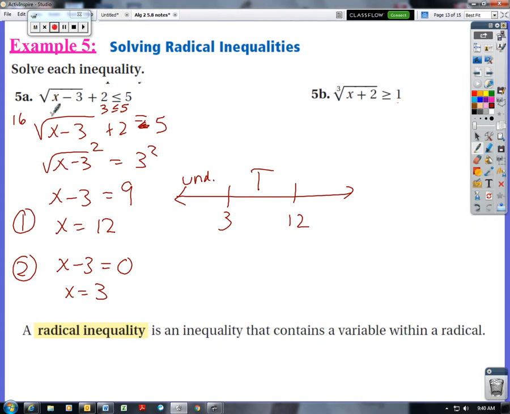So let's choose 19. 19 minus 3 is 16. The square root of 16 is 4. 4 plus 2 is 5. 5 is less than or equal to 5. That's true. Oh, that's interesting. Huh. So those are both true. That just doesn't seem right. Did I make a mistake? I'm going to try a bigger one. Let's try 28, because 28's in this interval. 28 minus 3 is 25. The square root of 25 is 5.